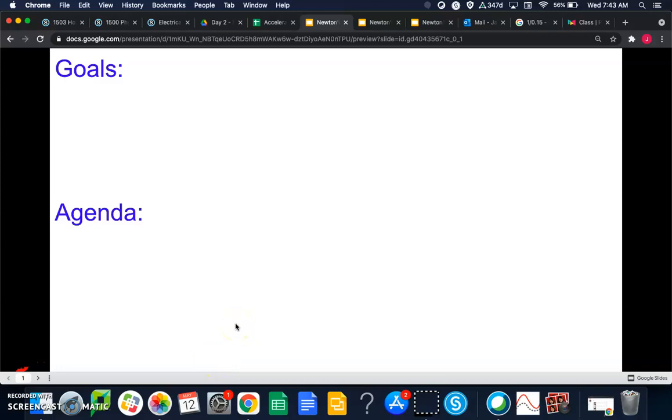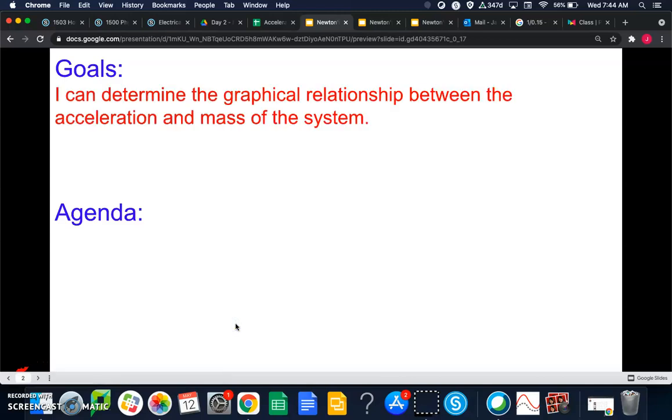All right, welcome everyone. So this is going to be day 2 of your Newton's second law lab. Goals for today are that you can determine the graphical relationship between the acceleration and mass of the system. We want you to be able to linearize an acceleration versus mass plot. So we'll talk more about what that means in a little bit here.